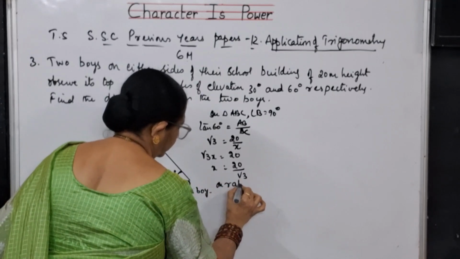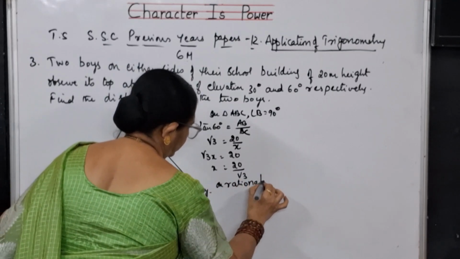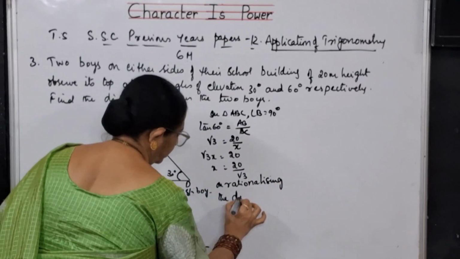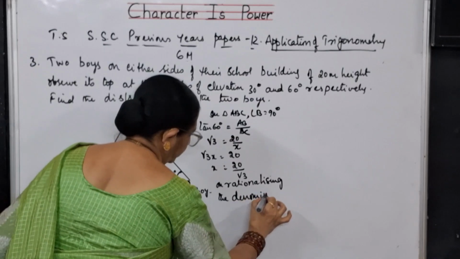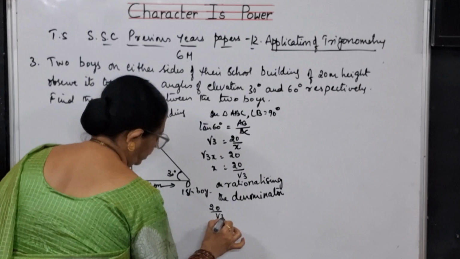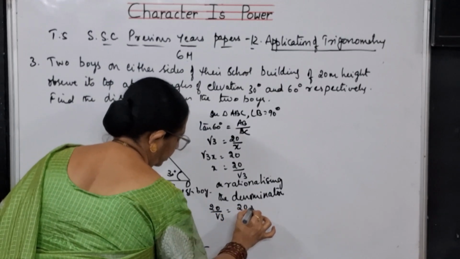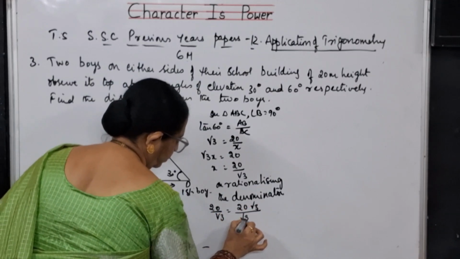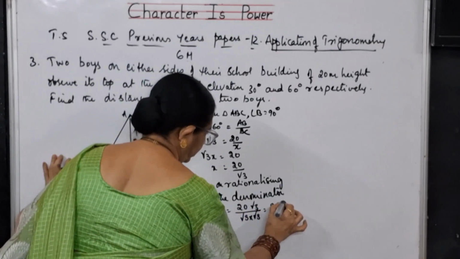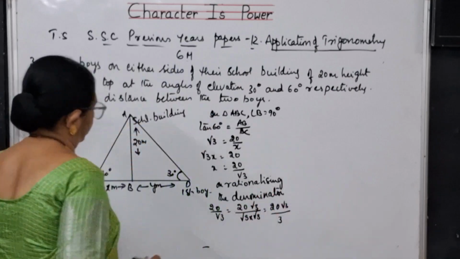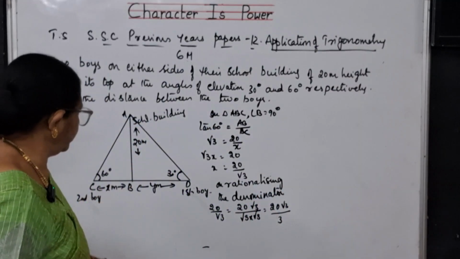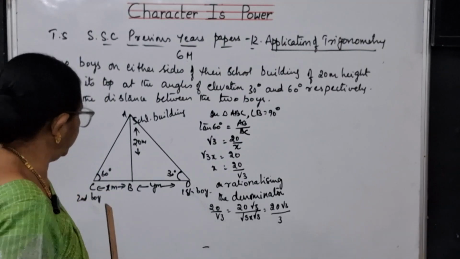On rationalizing the denominator, what am I getting? 20 by root 3 can be written as 20 root 3 by root 3 into root 3. That is 20 root 3 by 3. This is the distance between B and C.